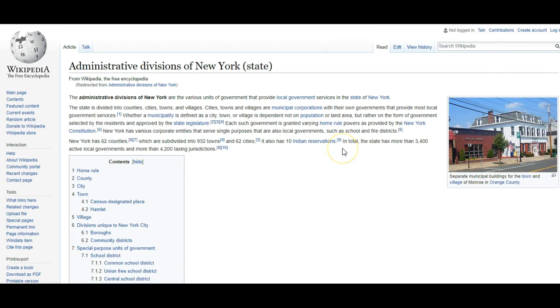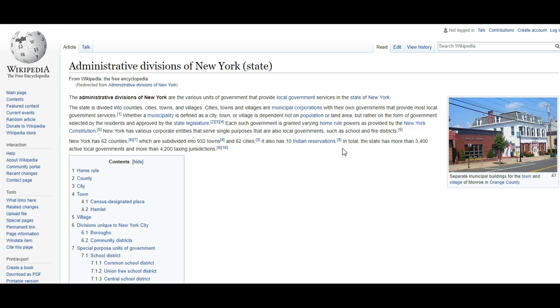If for whatever reason you needed a little more background on the complexity of New York municipal law, as I mentioned with all the overlapping jurisdictions, believe it or not, I'm going to recommend this Wikipedia site.